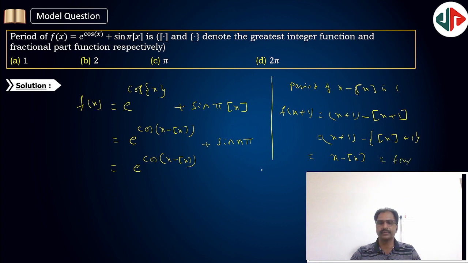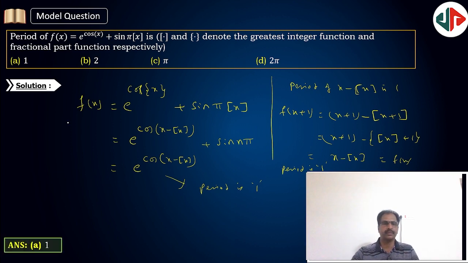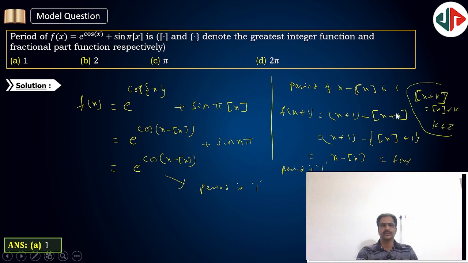So what is the period? Period is 1. So wherever you have the function x minus step x, its period will be 1. So period of this function is also 1. Option A is correct. Remember, step of x plus k can be written as step x plus k, not always, only when k is an integer. So wherever the function contains x minus step x, remember its period is 1.